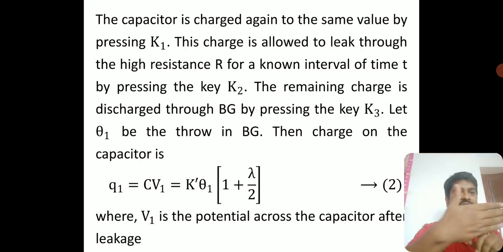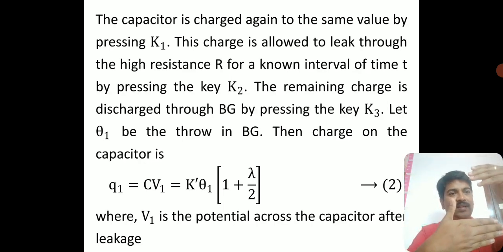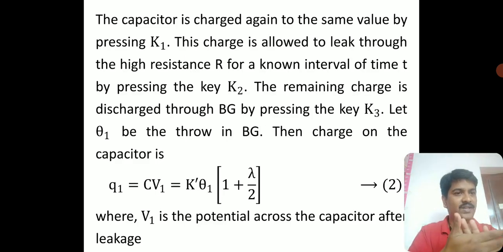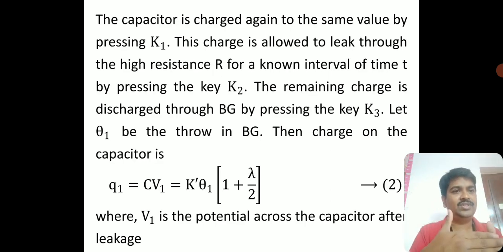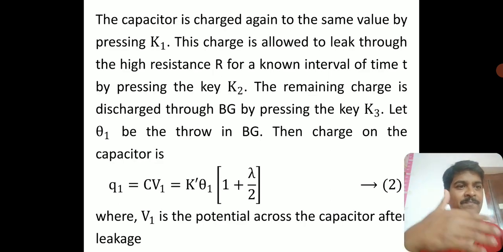First you need to note down the spot which is moving on the scale by charging the capacitor and discharging it through the BG, which is theta naught. Second time, charge the capacitor, allow the charge to leak through a high resistance for a known time t, and the remaining charge is discharged through the BG, and note down the throw which is theta 1.